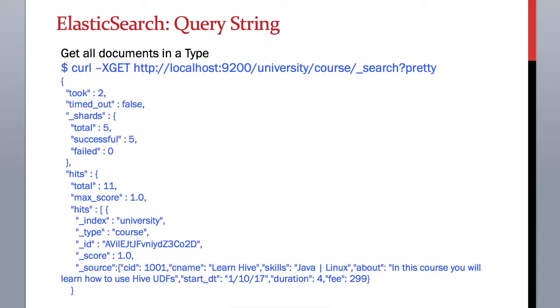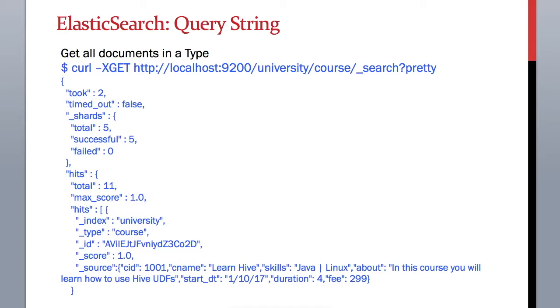First, let's start with QueryString. In this example, first let's try with QueryString, and let's pull all the documents stored in our index. This is the same as doing a select star from a table in an Oracle database.